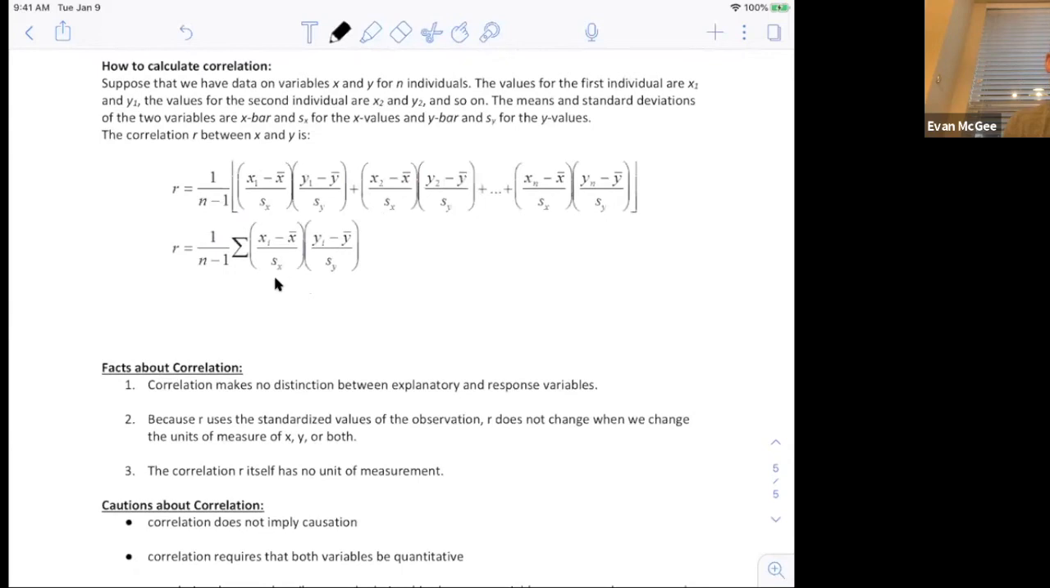So what I want you to know is correlation is not going to have any units because they're just standardized scores that are being used.